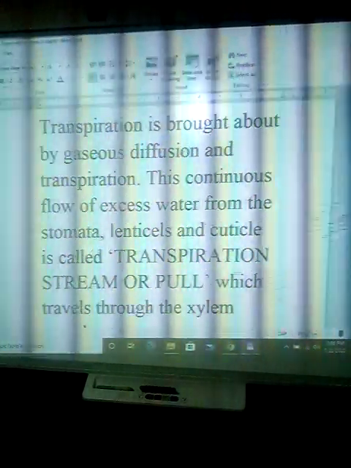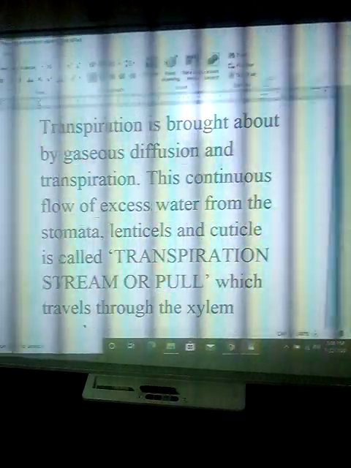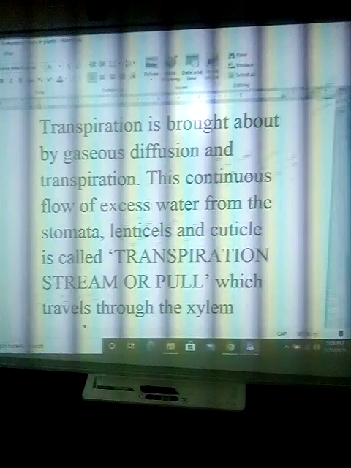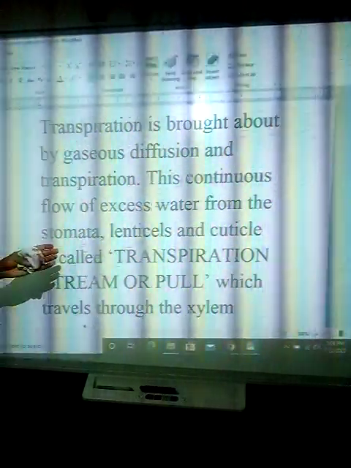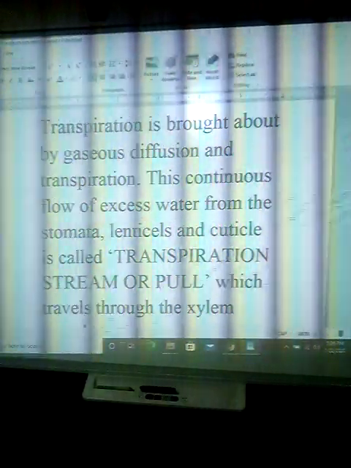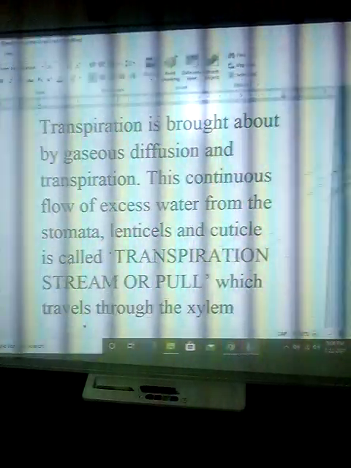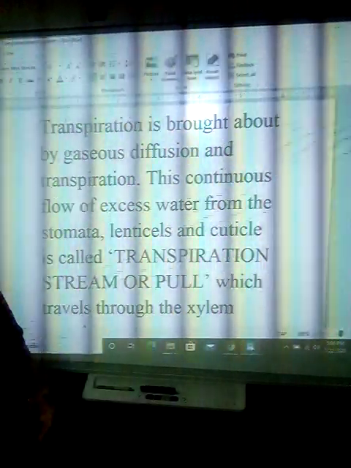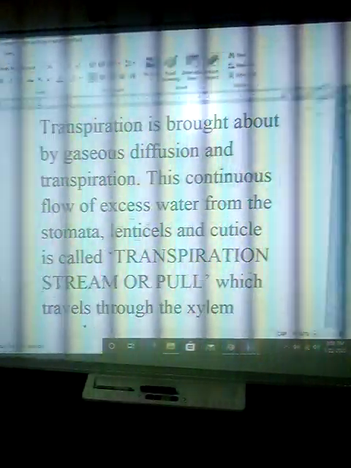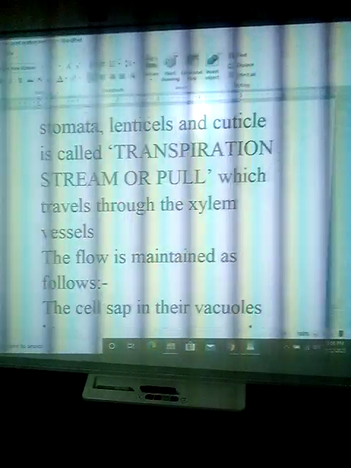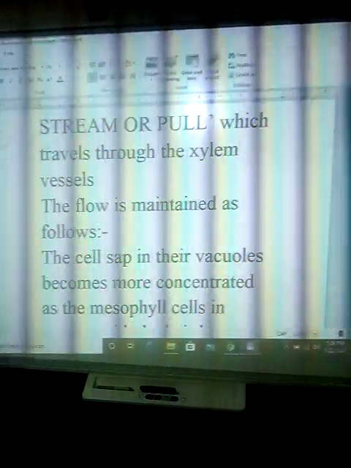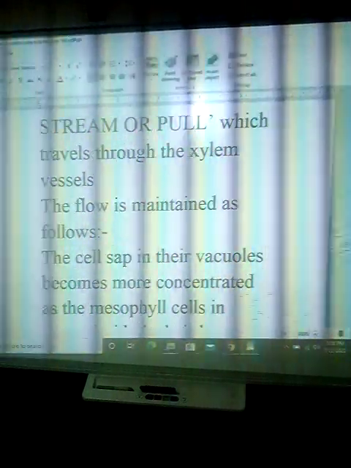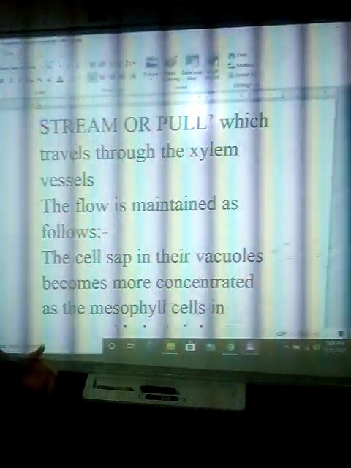Transpiration is brought about by gaseous diffusion. This continuous flow of excess water from the stomata, lenticels and cuticle is called the transpiration stream, or transpiration flow. It travels through the xylem vessel. The flow is maintained as follows.